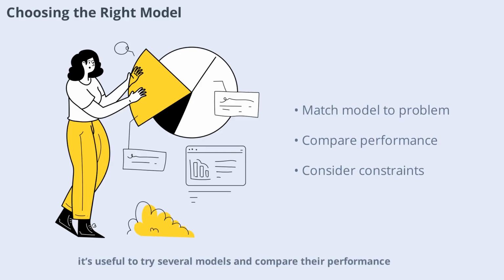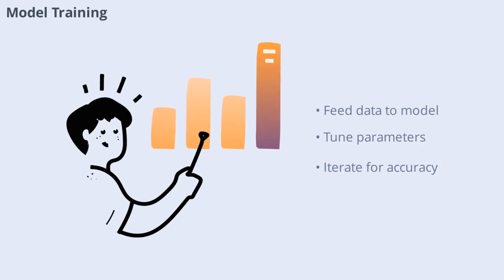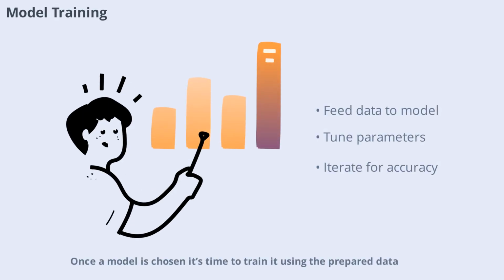Sometimes it's useful to try several models and compare their performance. The goal is to find the model that best fits the data and meets the project's needs. Once a model is chosen, it's time to train it using the prepared data. Model training involves feeding the data into the algorithm so it can learn patterns and relationships. This process may require tuning parameters and adjusting settings to improve accuracy.